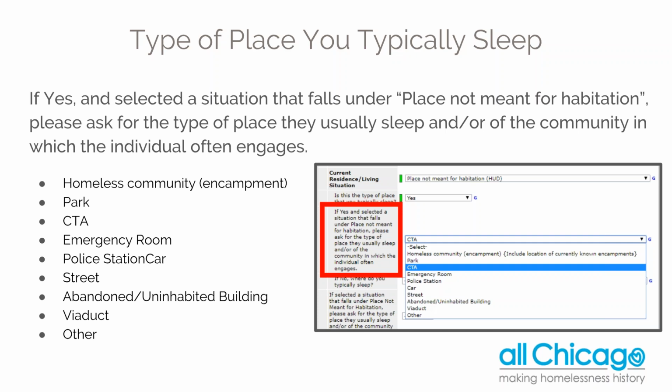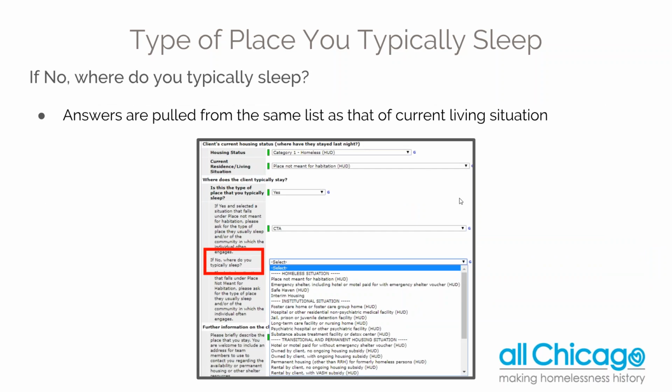But we're moving forward. So if a client indicates no to this question, so if no to, is this the type of place you typically sleep, then you're going to be answering what the client's current residence actually is. So here, if no, where do you typically sleep? The users will select from one of these three scenarios. These three scenarios: a homeless situation, institutional situation, or transitional permanent housing situation.